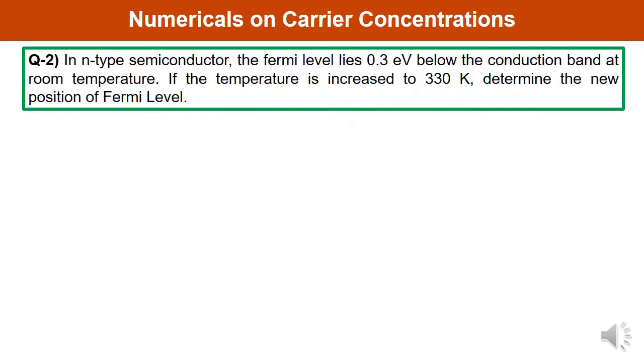Question number 2 is, in N-type semiconductor the Fermi level lies 0.3 electron volt below the conduction band at room temperature. Now if the temperature is increased to 330 Kelvin, what is the new position of Fermi level? So here you have to derive how, by varying temperature, the Fermi level varies, what is its position? Let us solve it.